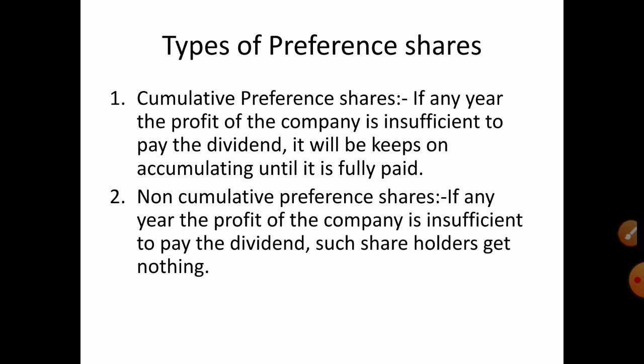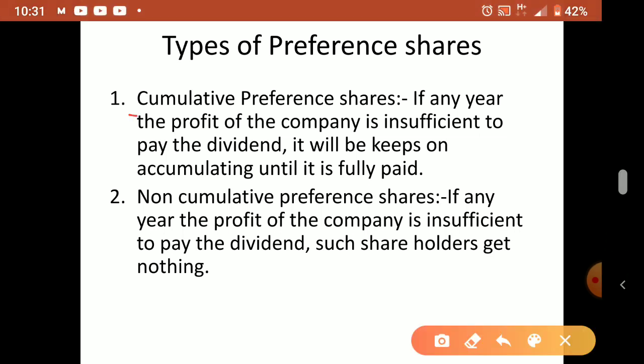Now types of preference shares we discuss. There are so many types of preference shares. Each category: first is cumulative preference share. So what do you mean by cumulative preference share? If in any year the profit of the company is insufficient to pay the dividend, it keeps on accumulating until it is fully paid.